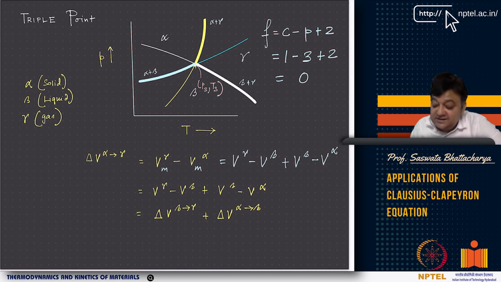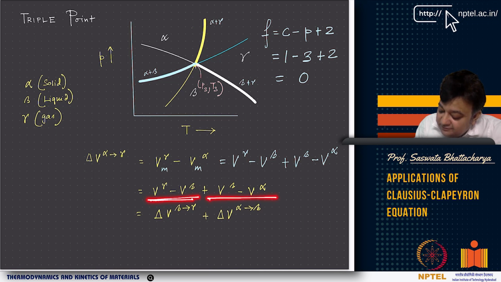One step is the beta to gamma transformation. Another is the alpha to beta transformation. So basically delta V alpha to gamma goes through one process like this, beta to gamma transformation, and this, alpha to beta transformation. Beta to gamma is liquid to gas, and this is solid to liquid. So you have solid to liquid, liquid to gas, which gives you the solid to gas transformation.